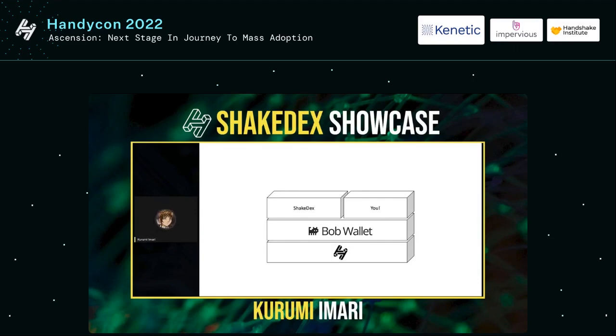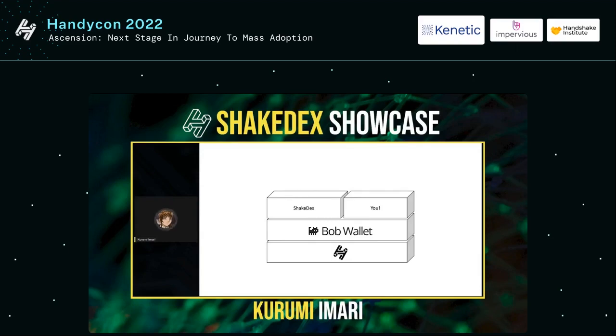I know that I made it and I'm not supposed to toot my own horn, but the reason why I like it is that it kind of shows that every layer of the crypto stack can enable a number of layers above it. Without Handshake, there's no Bob Wallet, there's no Shakedex. But the better Shakedex gets, the better people can build stuff on top of Shakedex that is interesting and drives utility and value to Handshake.